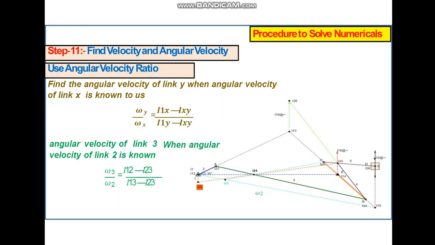You can see there is one simple formula, that is omega y upon omega x is equal to I1x Ixy upon I1y Ixy. You can see here Ixy is common. Suppose y is 3 and x is 2. Remember, while using this formula, at least one of the link angular velocities must be known to you. In the problem, angular velocity of 2 is known, so I start with 2 here. So let's say find out angular velocity of any other link with respect to 2. So we are finding angular velocity of 3 with respect to 2.